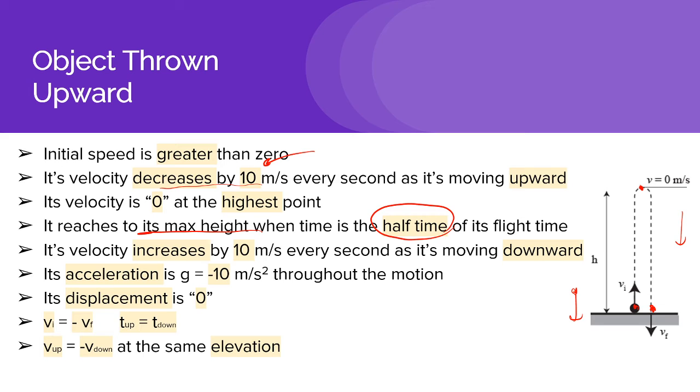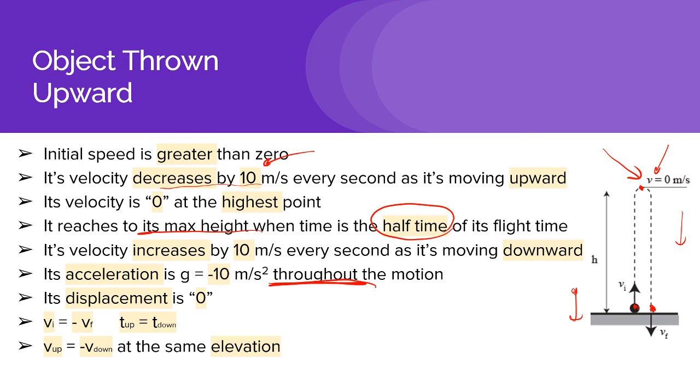And the acceleration is negative 10 meters per second squared throughout the motion. All right, this is important. That includes that peak point, because you might think, well, it stopped, so acceleration is 0. No, acceleration is caused by gravity. If you say gravity is 0 when it reaches the highest point, then you will see that it's not meaningful. So your acceleration is always there, and the reason for that is gravity.